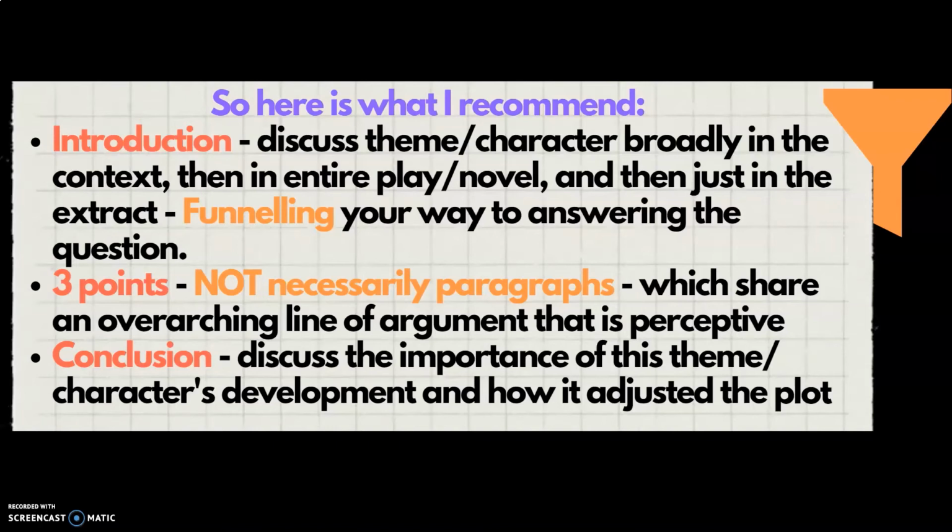Another way to make sure that you're linking them through is normally by writing them out chronologically. So each of the 3 points could show development in a character chronologically, and that helps you link them and be fluent instead of quite rigid and talking about events all over the place. And finally, your conclusion. So here you want to discuss the importance of this theme or character's development and how this has impacted and adjusted the plot.